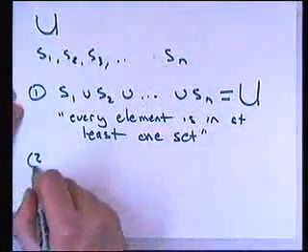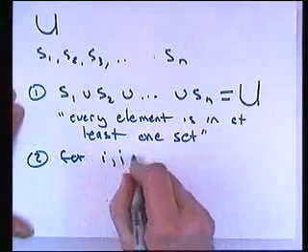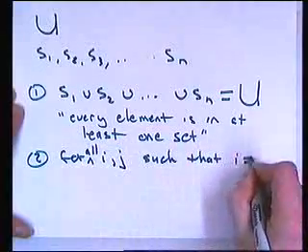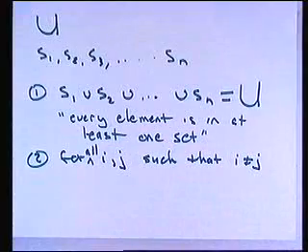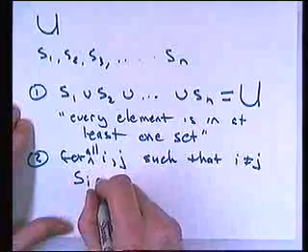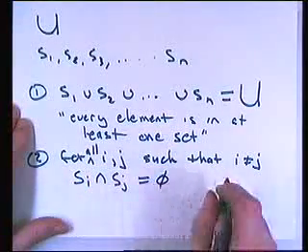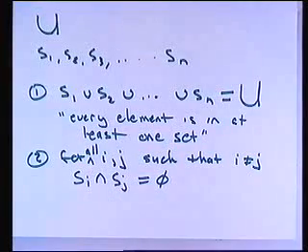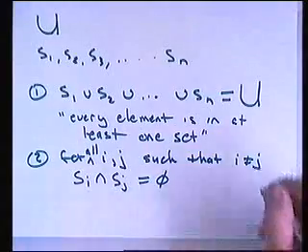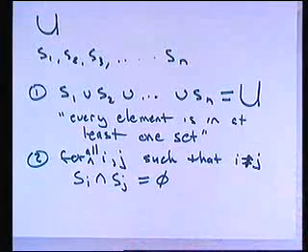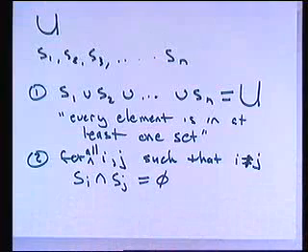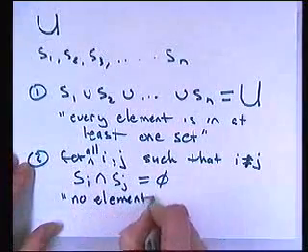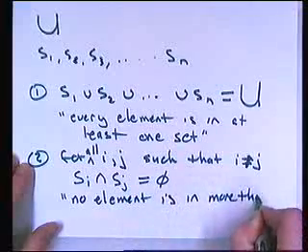The other property is that for all i and j such that i is not equal to j, so for every pair of unique subscripts, the intersection of Si and Sj is equal to the empty set. Of course, if i is equal to j, then we're just intersecting a set with itself, and that's the original set. But we're definitely dealing here with 2 different sets, and for every pair of 2 different sets, their intersection is empty. There are no elements in common. Or in other words, no element is in more than one set.